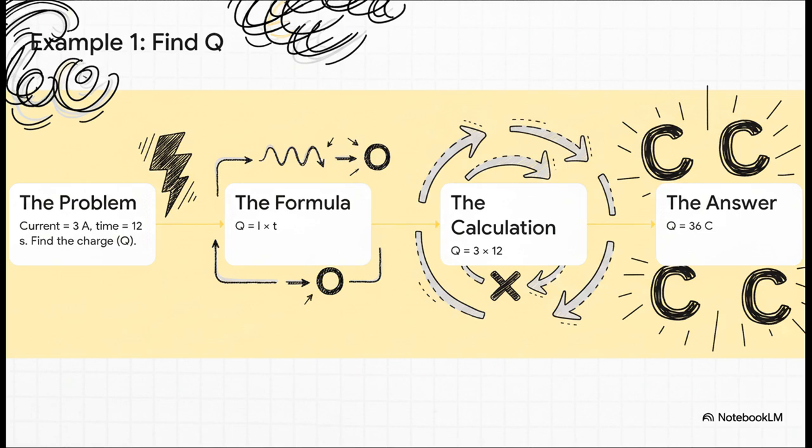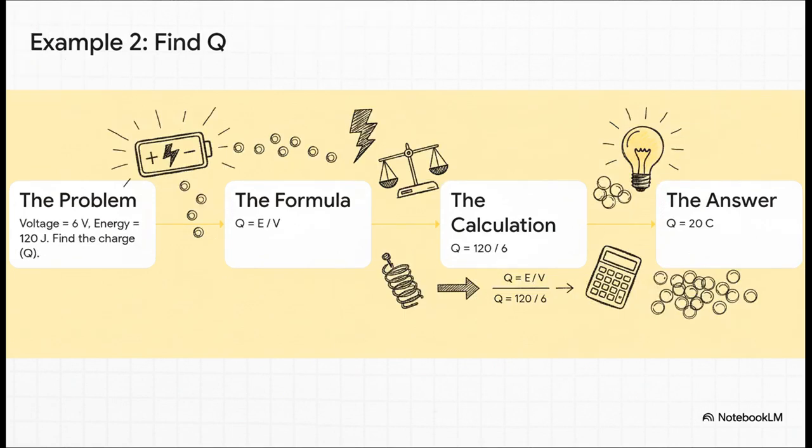See? Not so bad. Ready for another one? Let's do it. This time, we've got a 6-volt battery, and it transfers 120 joules of energy. The question is, how much charge did it move? So we grab our other formula, V equals E over Q. We rearrange it for charge, which gives us Q equals E divided by V. Pop in the numbers, 120 joules divided by 6 volts, and boom, we get our answer, 20 coulombs. It's a great example of how you can use different pieces of information to get to the same answer.